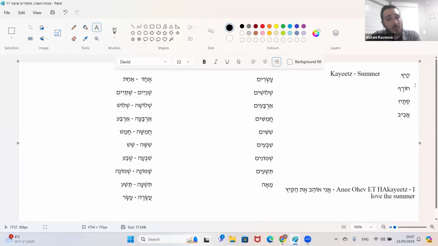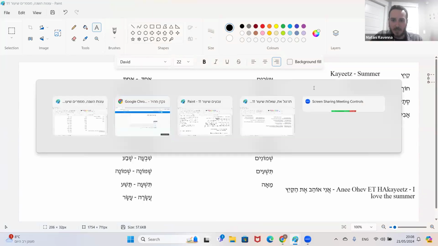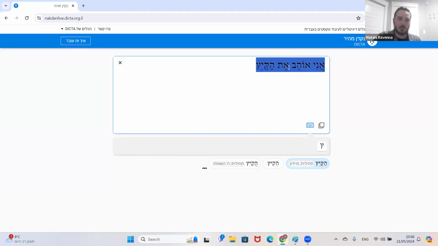Next one. Does anyone want to try reading it? I'll read it. חורף. Okay, chet, followed by the vav and the dot above it. Resh with 3 dots, and final pay without the emphasis. So, חורף, which means winter. Okay.